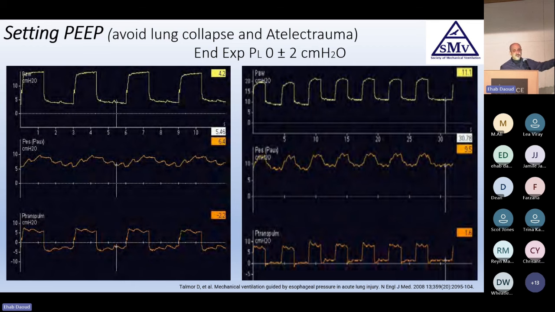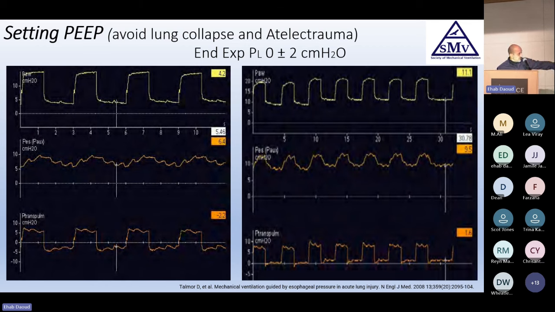But to be more physiologic, the idea of PEEP is that when the lung inflates and then deflates during exhalation, it doesn't close. So you don't want the alveolar pressure to be less than the pleural pressure, because if outside is more than inside, the alveoli will collapse in exhalation. So the idea is to keep the alveoli open, so as to keep the transpulmonary pressure above zero during end expiratory pause. Usually people aim for zero, minus or plus two, usually try to get it above zero.